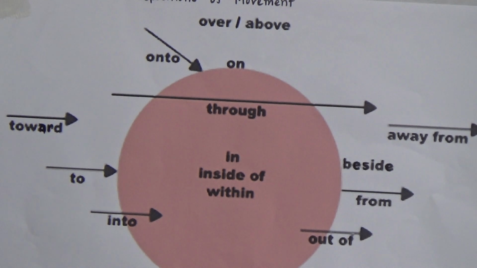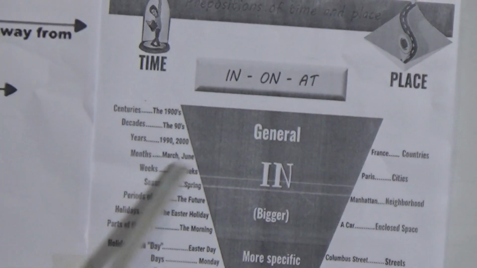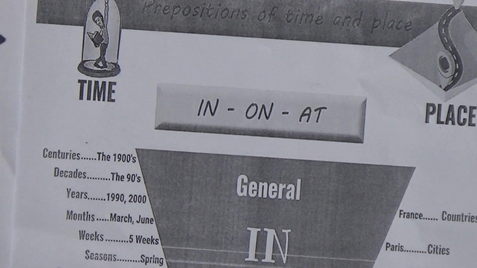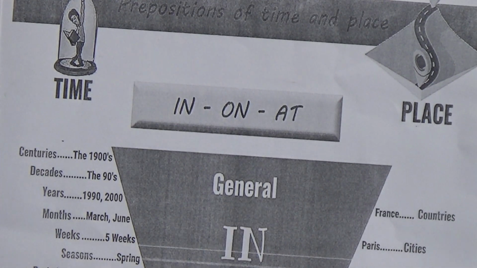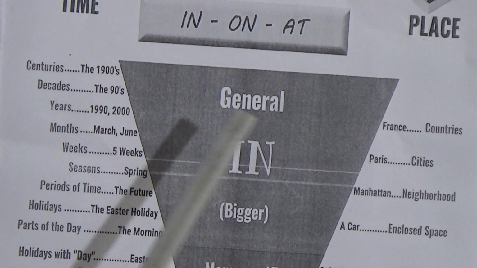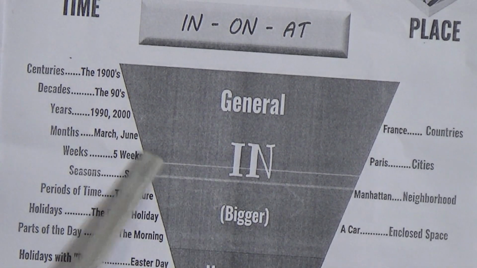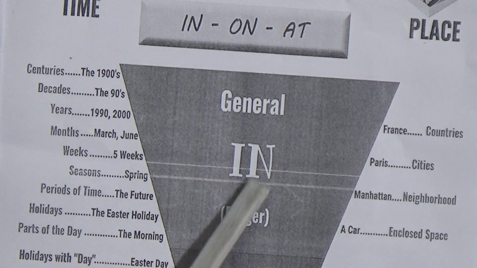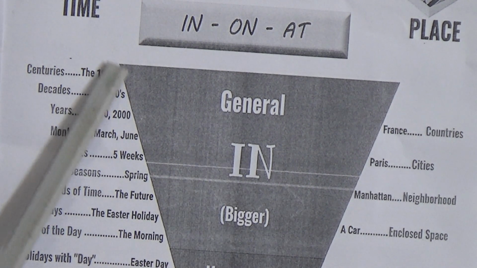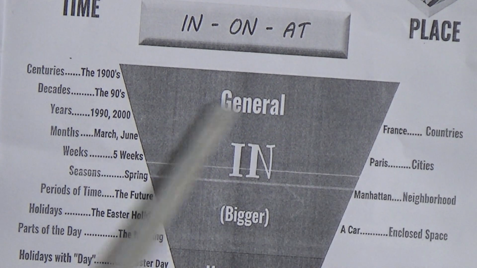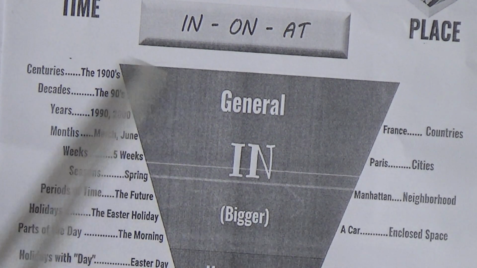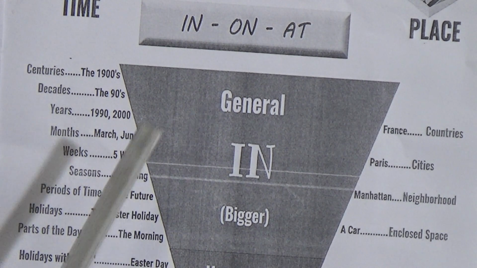Okay, dear students, now we will go to prepositions of time and place. Most of the time we use in, on or at to show time and place. Now look, there is a triangle for you. At first we will know in, and we use in a general way, that means in a bigger way, general or bigger. The triangle here is bigger. At first we will start with the time, then we will go to the place.